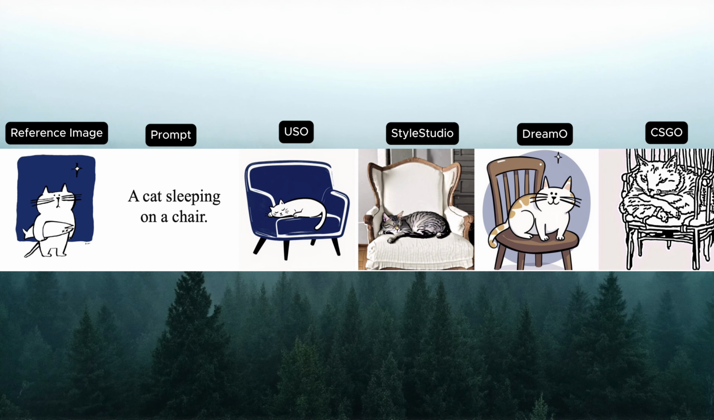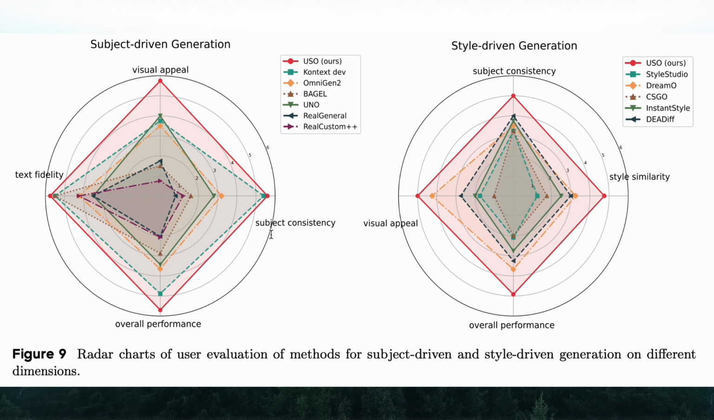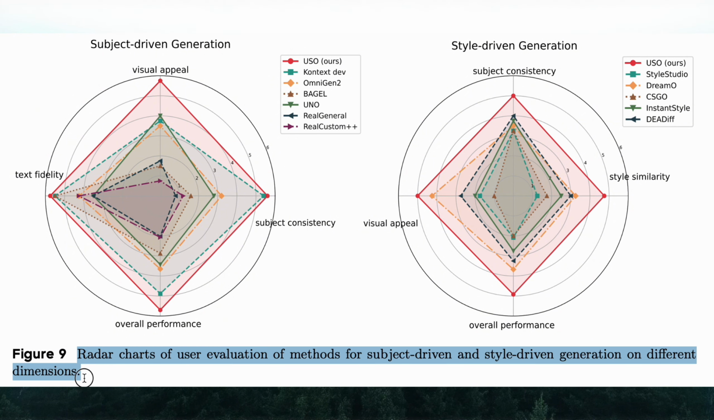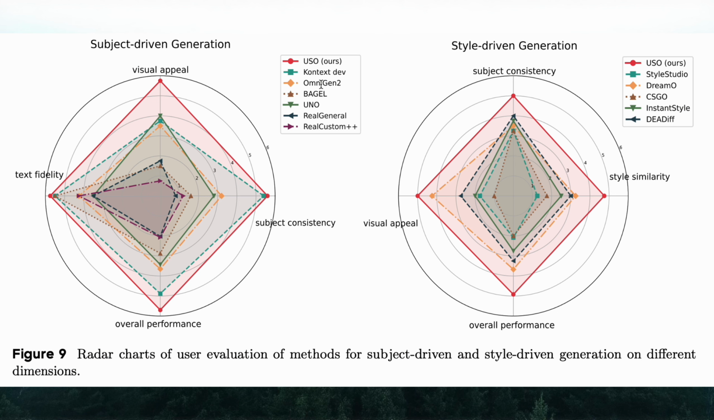From a quantitative perspective, when looking at user study results comparing performance across models, USO clearly stands out, outperforming all others in both subject control and style control tasks. In the left chart, you're seeing the subject-driven generation task, where the model must create new images while preserving the subject's identity, distinctive features, and overall layout. Here, you can see the red line representing USO almost dominating across all metrics.